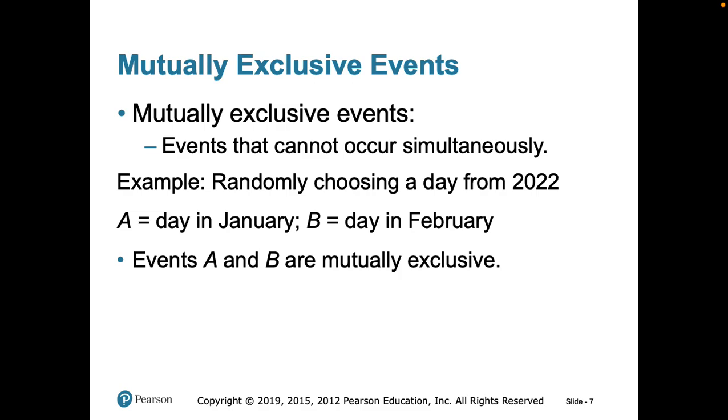Now we can have events that are mutually exclusive. What I mean is that they cannot occur at the same time. So if you are flipping a coin, it can either be heads or tails, but it cannot be both. Another example is choosing a day from January of 2022. Event one will be a day in January, event two will be a day in February. Those two are mutually exclusive because a day cannot be in both January and February. It can only be in one month.